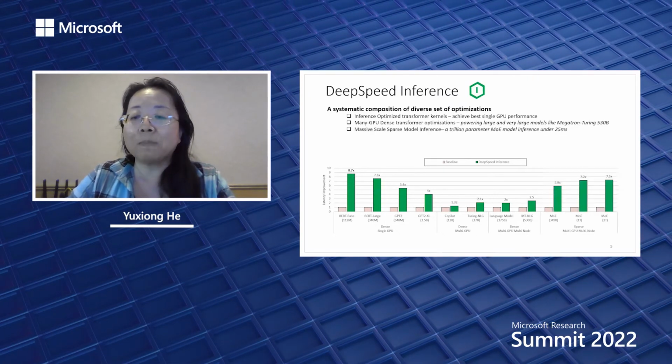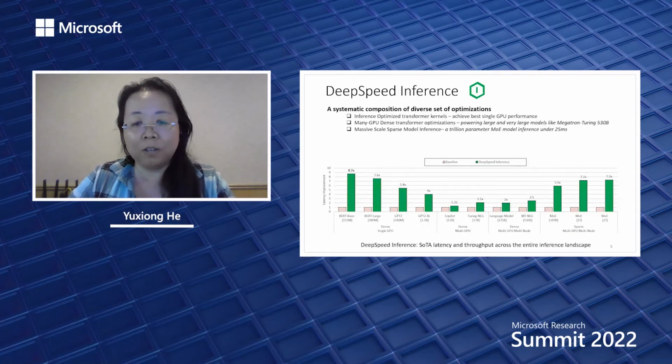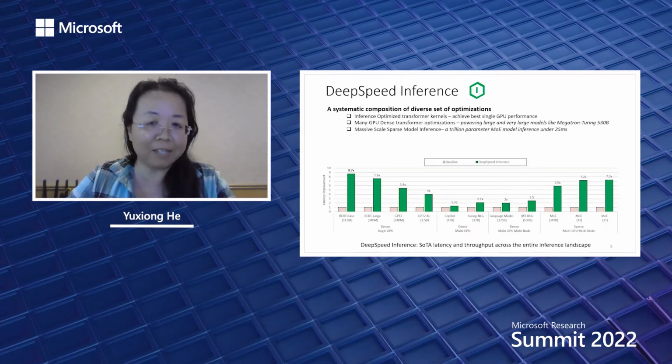Furthermore, we have a sparse model optimization layer built on top of the previous two layers. It supports sparse components of massive scale MoE models, and is capable of real-time inference of such models with trillions of parameters. Through this systematic composition, DeepSpeed Inference achieves SOTA latency and throughput across the entire inference landscape.